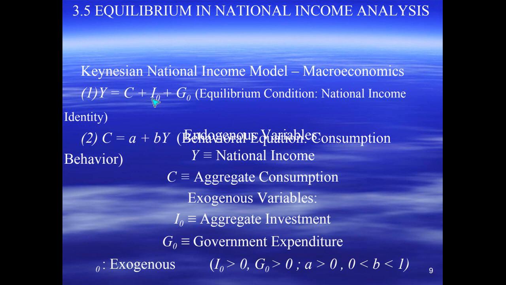What it consumes in Y is C, what it invests is I, and what it uses as government expenses is G. So Y is equal to C plus I0 plus G0.